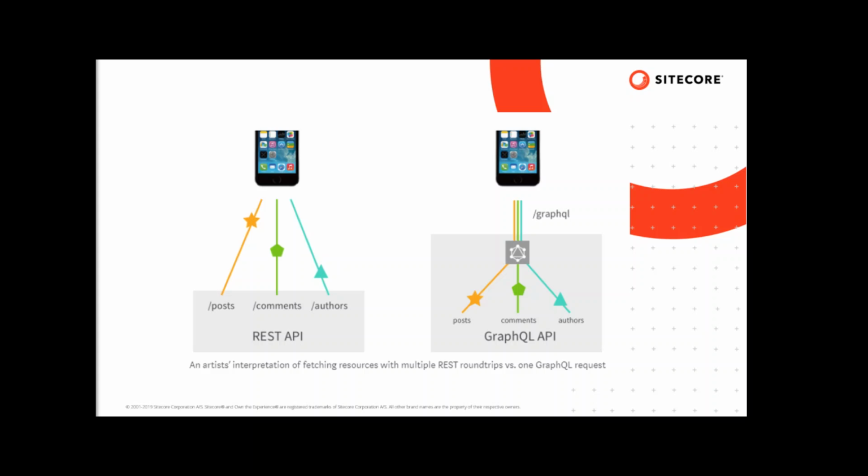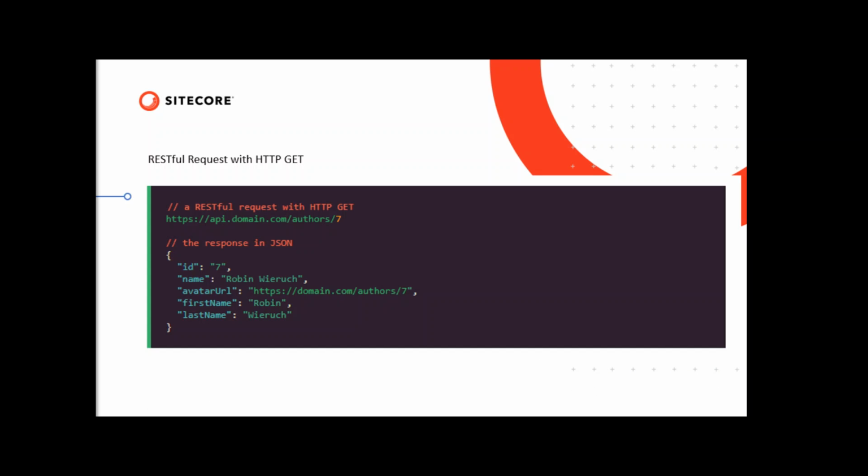Okay, so basically that's about just now. To get those posts, comments, and authors, we need to call multiple times. And for GraphQL, it's just one single call. Okay. Here would be an example of one of the calls just now. We specify the ID, and then the response will be in JSON. So here we will get those necessary data.